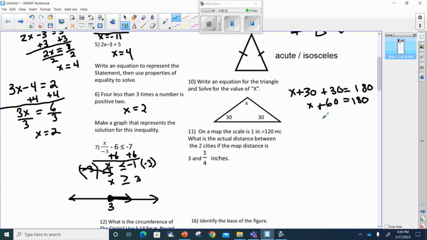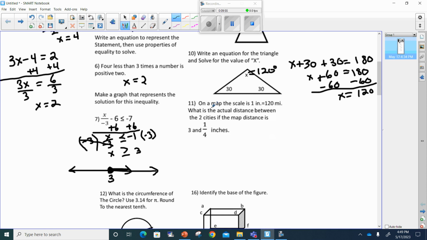Now the opposite of positive 60 is negative 60. So I will subtract 60 from both sides. This will give me x is equal to 120, because 180 minus 60 is 120. That means x equals 120 degrees.